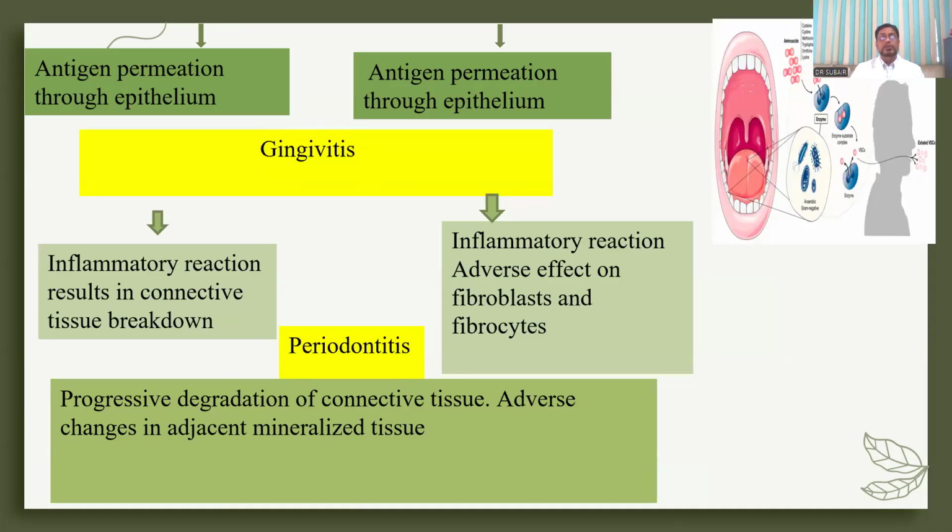These volatile sulfur compounds increase the antigen permeation through the epithelium, thus causing initially the gingivitis. Then again, there is a correlation with the increase in the incidence of periodontitis. The inflammatory reaction results in connective tissue breakdown and may lead to further degradation of the epithelium and connective tissue, which leads to deeper pocket formation and increased destruction. So thus, the volatile sulfur compounds contribute to more periodontal disease destruction.